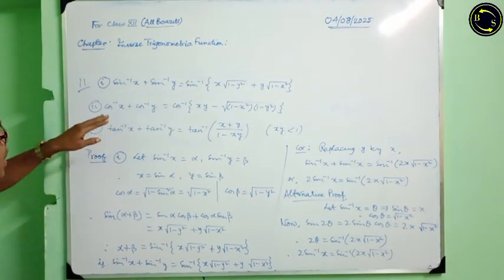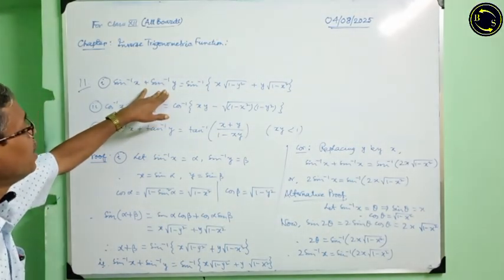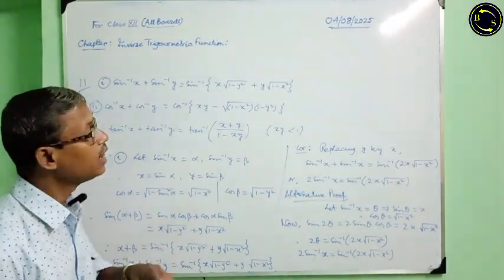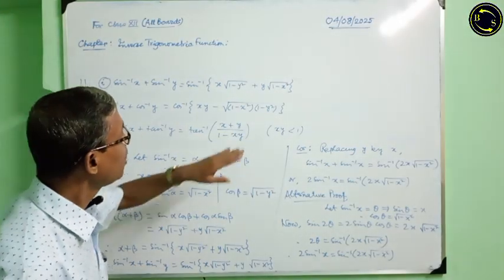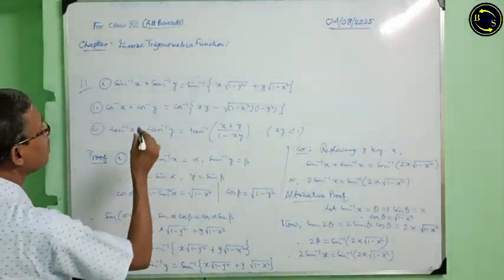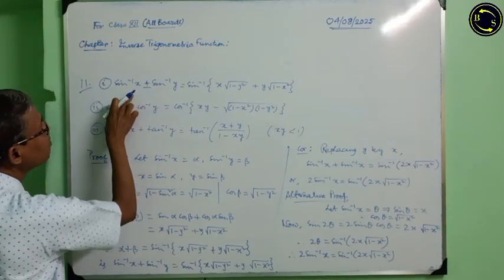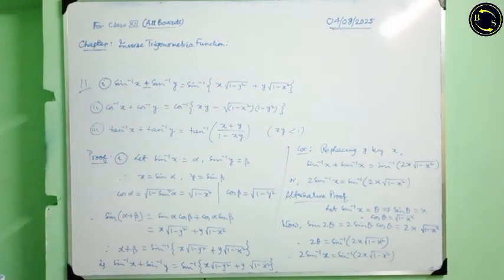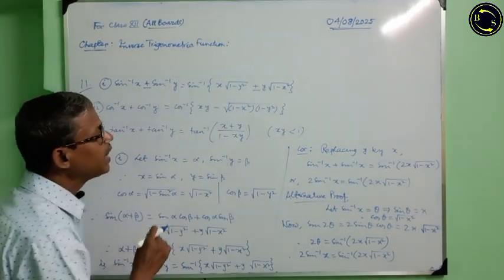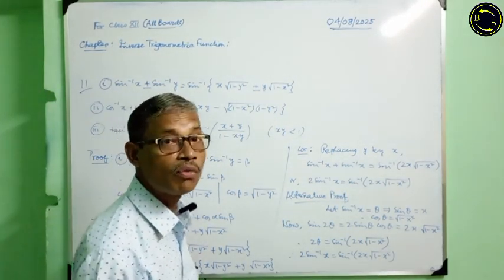Now another thing, sine inverse x minus sine inverse y will be equal to sine inverse within brackets x into root over 1 minus y square minus y into root over 1 minus x square. That is why I like to write in combined form sine inverse x plus minus sine inverse y is equal to sine inverse within brackets x root over 1 minus y square plus minus y into root over 1 minus x square.